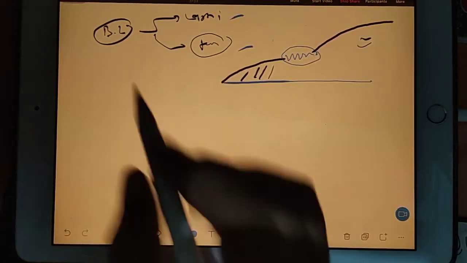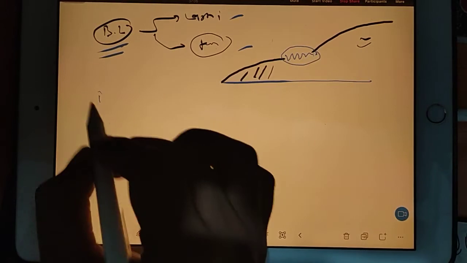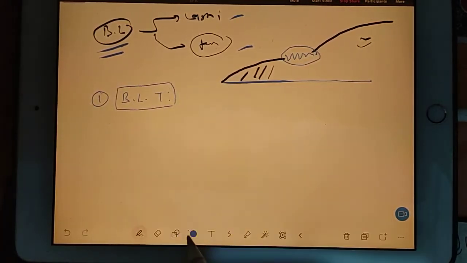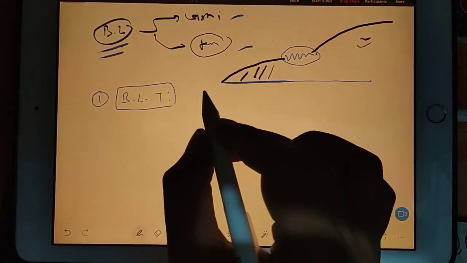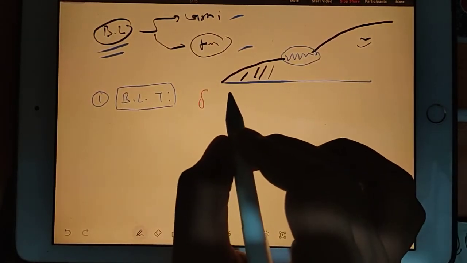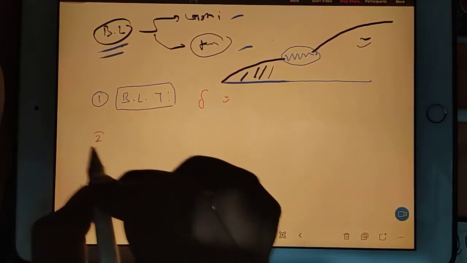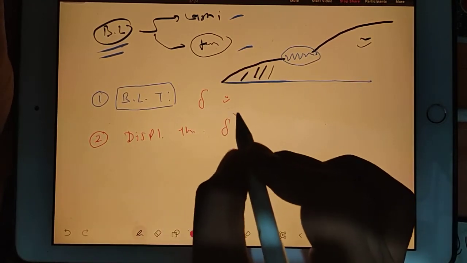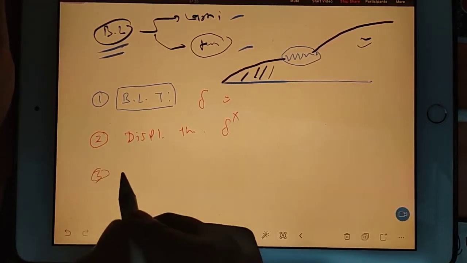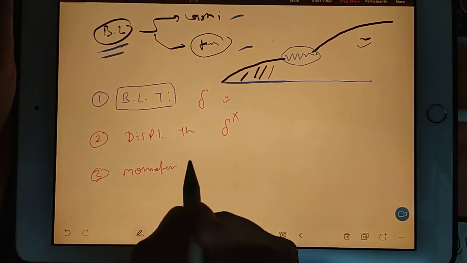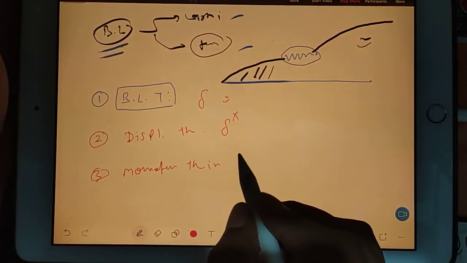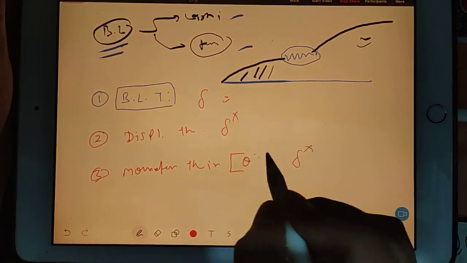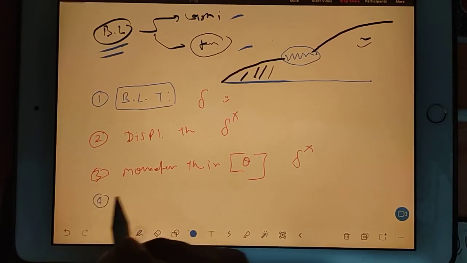There are some common terms of the boundary layer itself. For example, boundary layer thickness. In almost every Indian and foreign book, it is shown with delta. After boundary layer thickness, you have displacement thickness, which you can represent as delta star. Then you have momentum thickness. Sometimes some people show momentum thickness by theta, and some people show it by delta star. Then you have energy thickness.